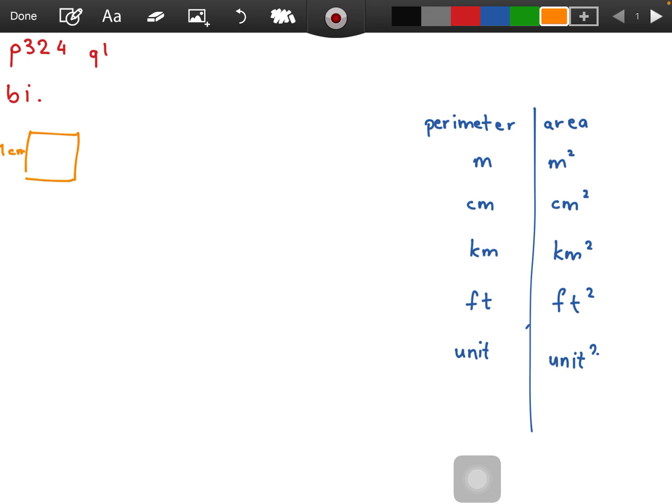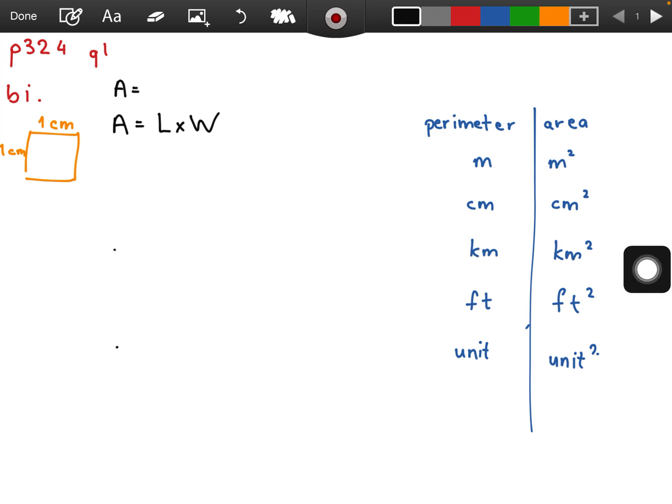Okay, so part B, we are looking at a square that is 1 centimeter sides. So 1 centimeter and 1 centimeter. What is the area in centimeters squared going to be for this?